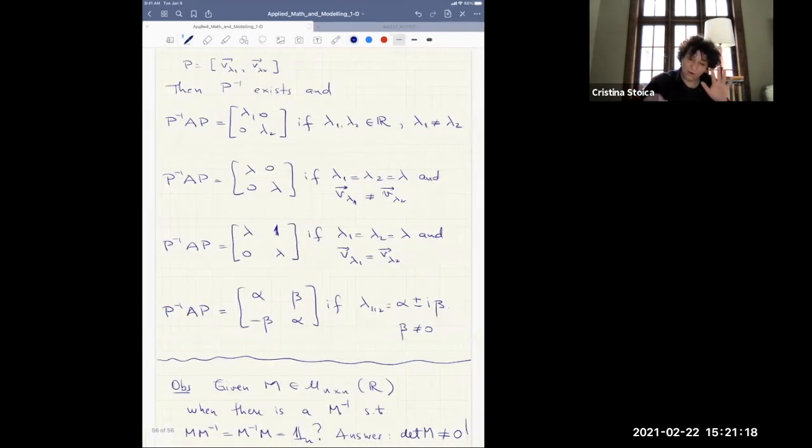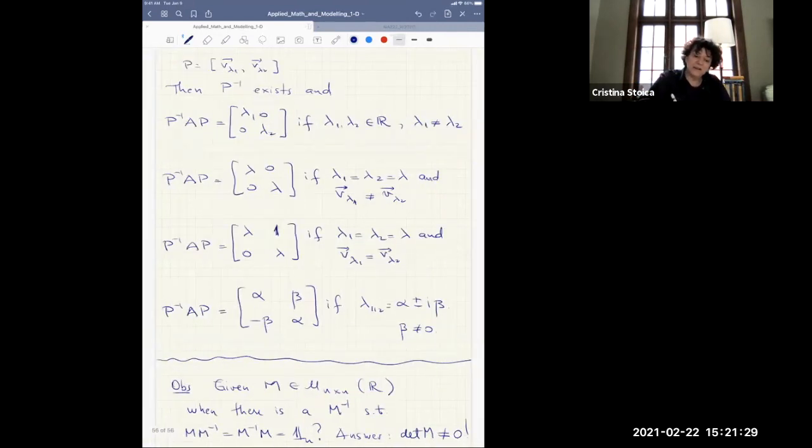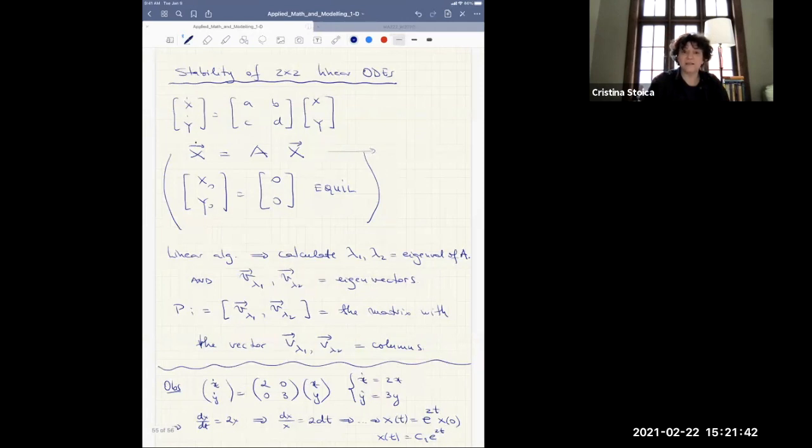For now, all we know is that if we have a matrix A, there is a process where we can compute the eigenvalues and eigenvectors, right? Then, taking P as the matrix with the eigenvectors as columns, we do P minus 1 AP, and we get these diagonal matrices. But this doesn't mean that the system x dot equals Ax is in any way diagonal right now.